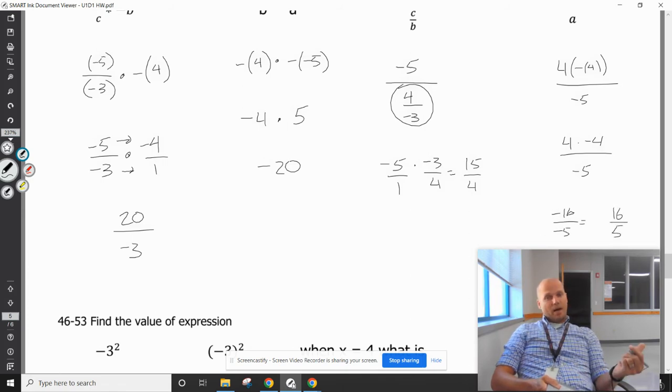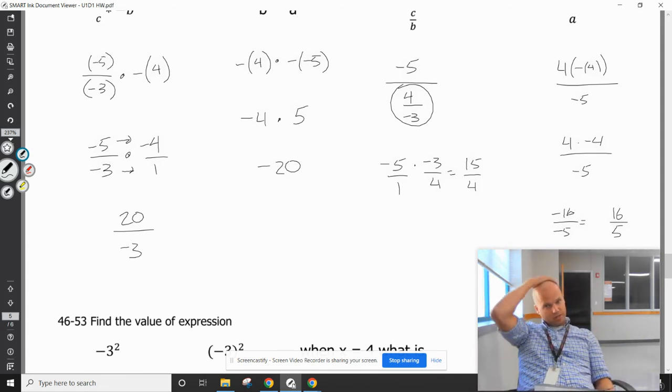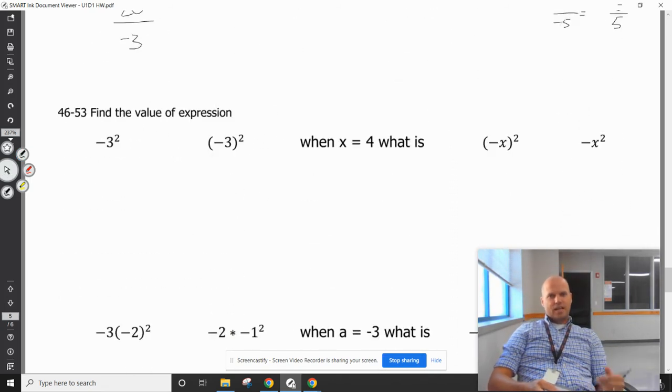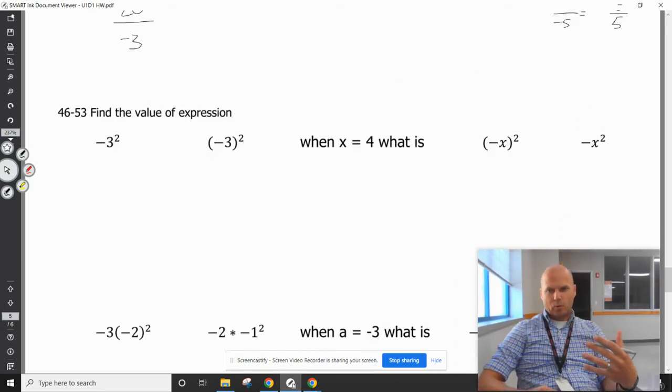A negative divided by a negative is a positive. So negative 16 over negative 5 is positive 16 fifths. All right, getting into this. This is just something that's going to prepare us for when we deal with quadratics.